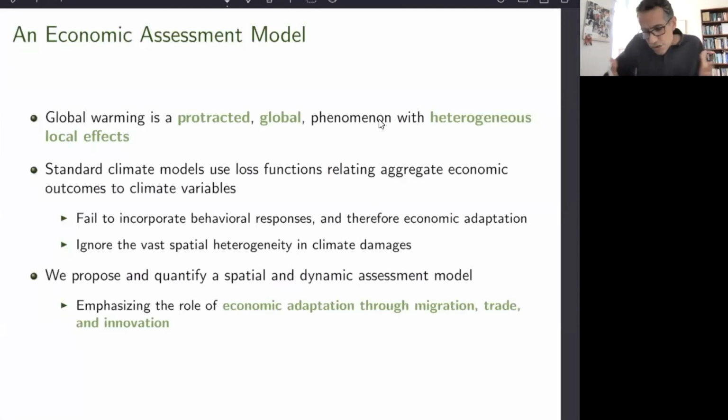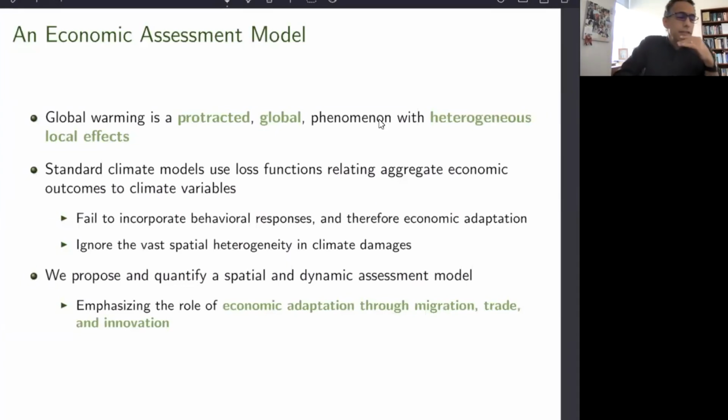Then the other crucial aspect is that it's a global externality. Emissions in a particular location very quickly mix in the atmosphere and lead to increases in global temperatures. And so, whatever one particular region does affects the world as a whole. And the third one, which is going to concern us today in particular, is that it has very heterogeneous effects, namely across locations of the world.